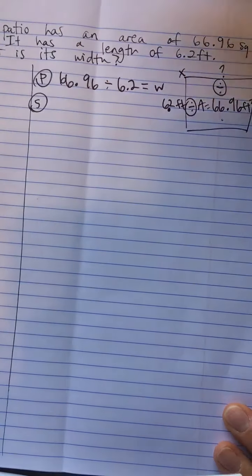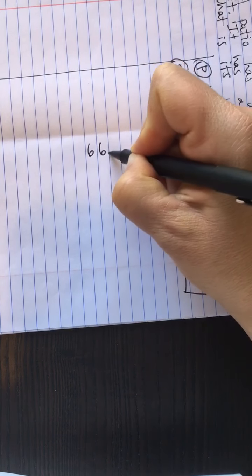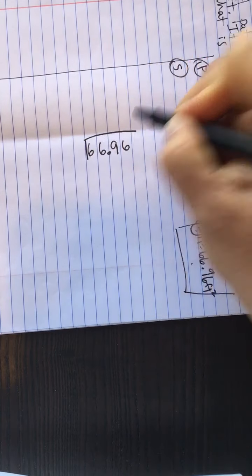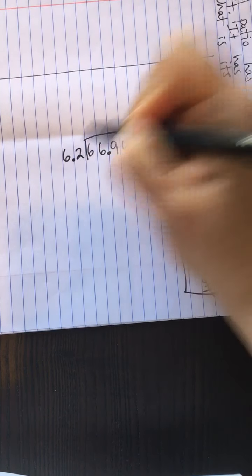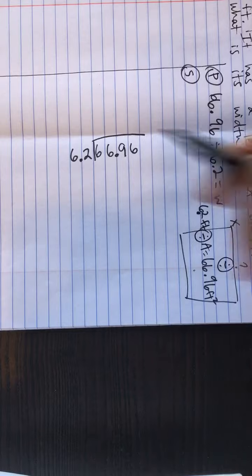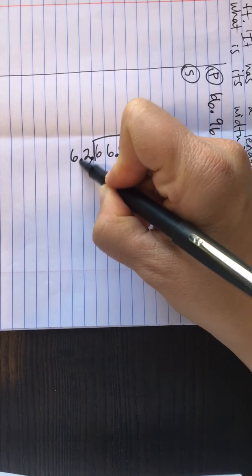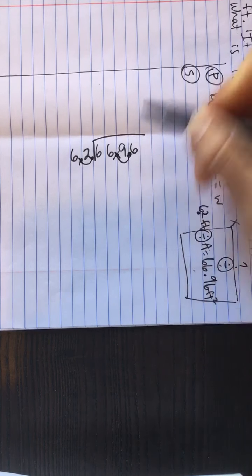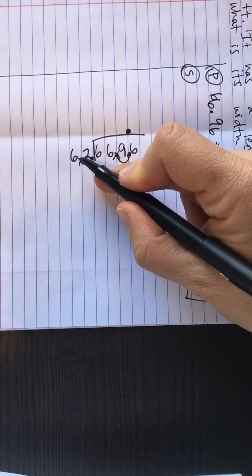For the solve, I'm going to turn my paper sideways. And I will do 66.96 divided by 6.2. All right, I have a decimal in my divisor, so I need to move it to the end. I need to do the same thing inside the dividend. My new decimal gets moved up to the top. And then 62 rounds to 60.